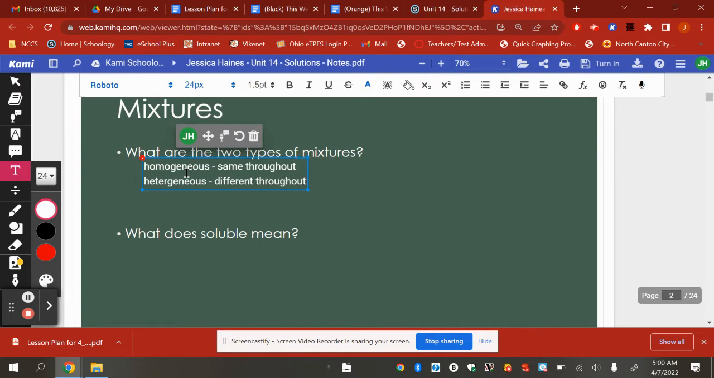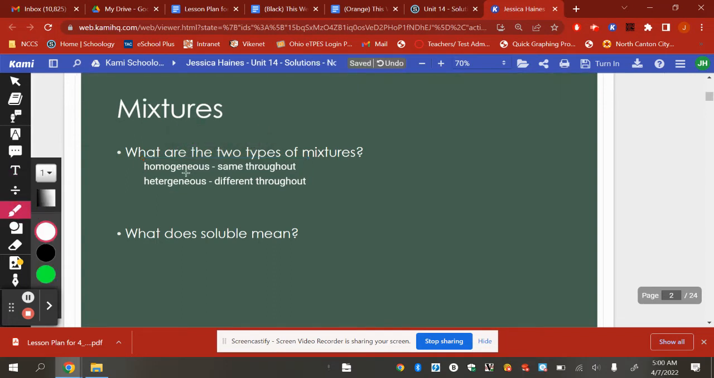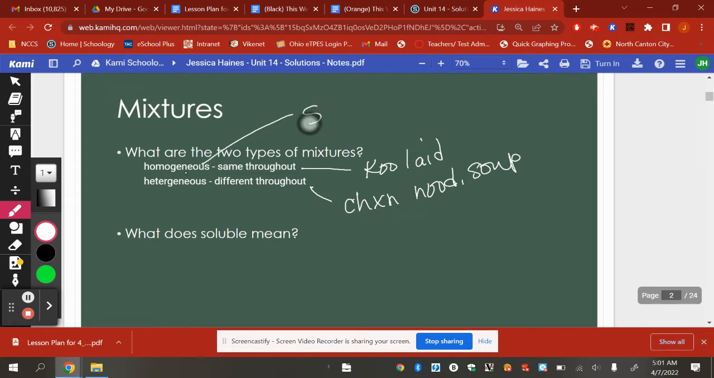Okay, so let's give some examples of these. An example of a homogeneous mixture would be like Kool-Aid. We're going to talk about Kool-Aid a lot today. Heterogeneous mixtures would be like chicken noodle soup, or concrete or marble. Remember that homogeneous mixtures also have another name, and the other name for homogeneous mixtures is solutions, which is the topic of this unit. So we are focusing mostly on homogeneous mixtures.